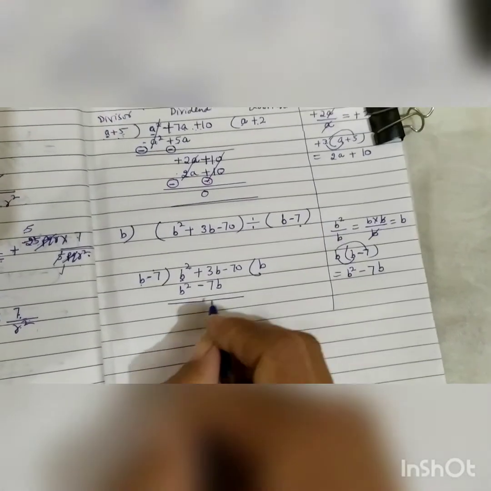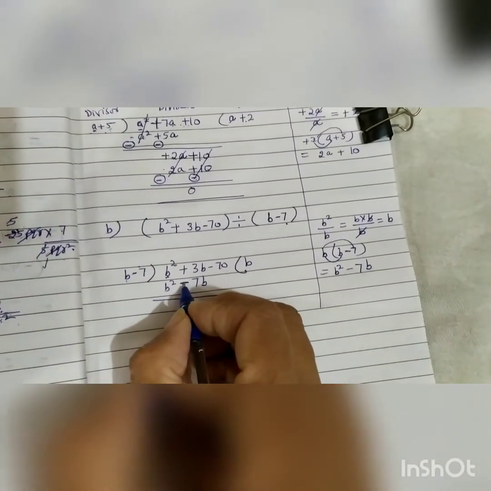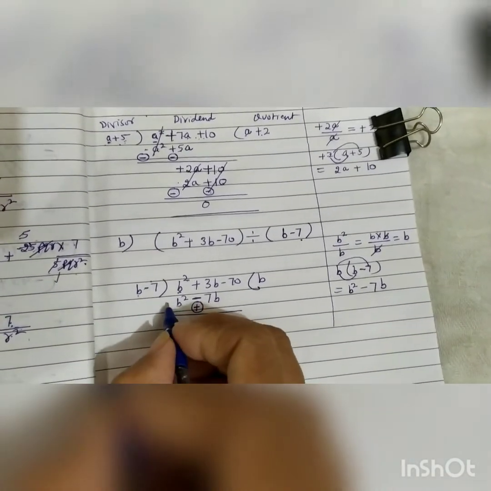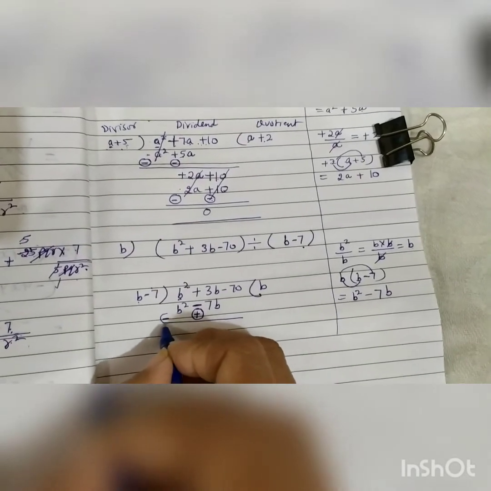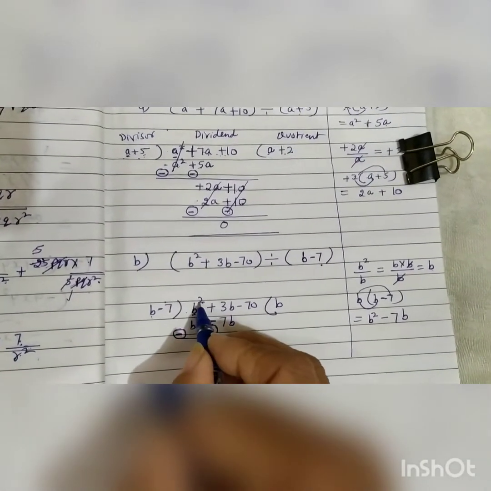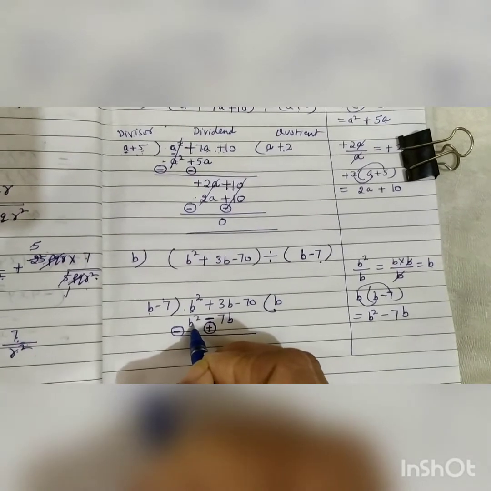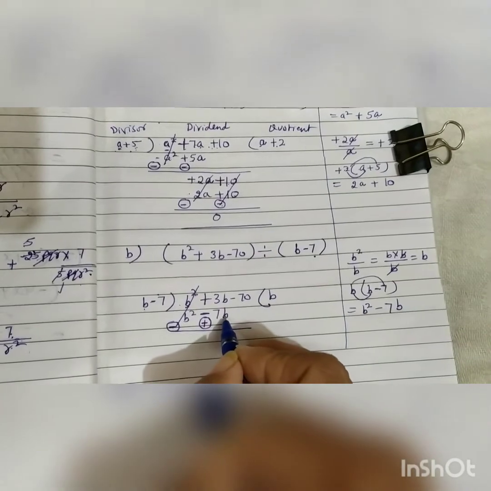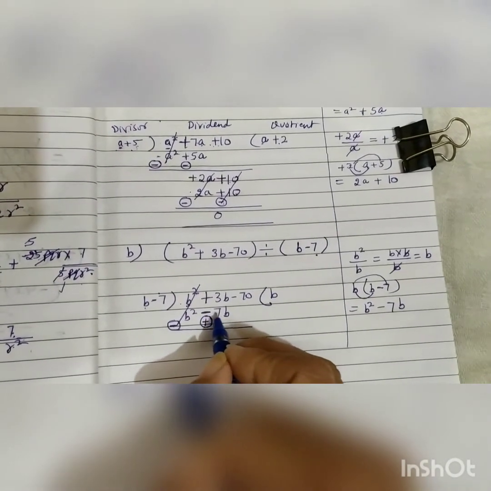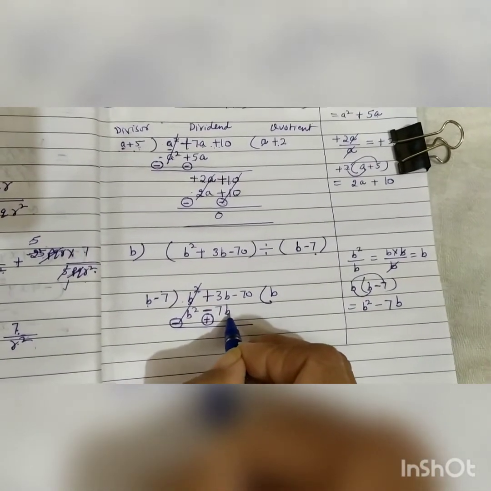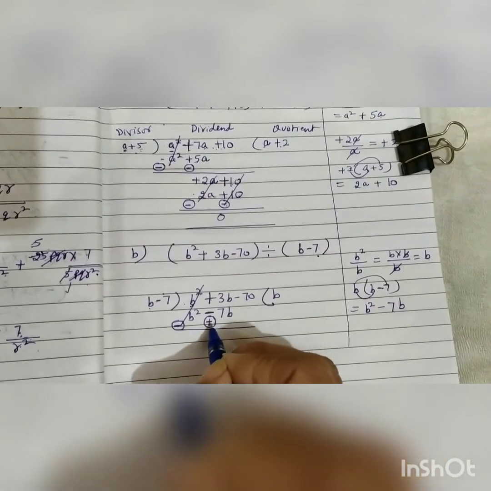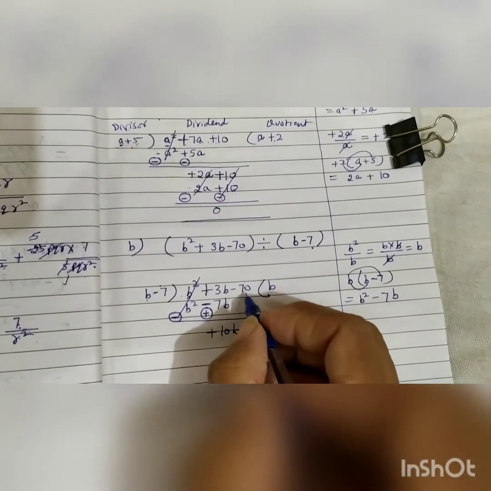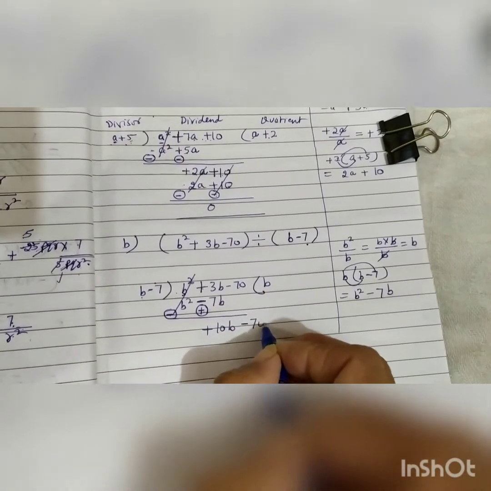Again we will change the sign. This time here it is minus, so minus will change to plus. It is plus, it will change to minus. Now this is plus b square and this is minus b square. They will cancel. This is plus 3b and this is plus 7b. We will not take it as minus 7b, we will take plus 7b. So when we simplify plus 3b and plus 7b, it will be plus 10b. Now write this new term from here, minus 70.